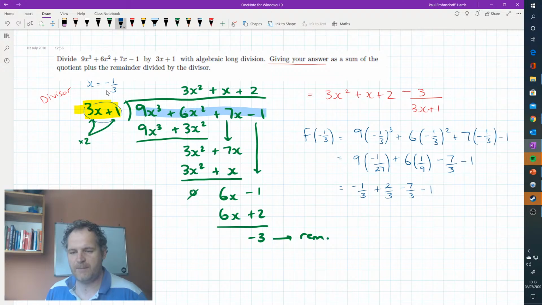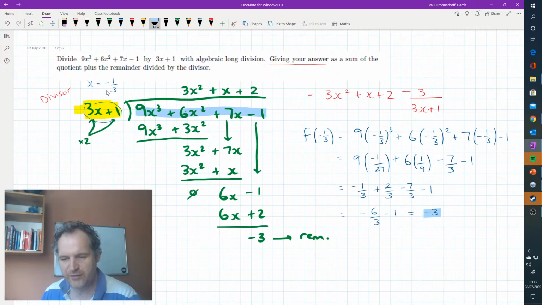So we've got minus a third, plus 2/3, minus 7/3, I think. Minus 8 plus 2 is minus 6/3, also known as minus 2. Let's simplify that. Minus 6/3 minus 1, which is the same as minus 3, and you will notice this is what the remainder theorem is.